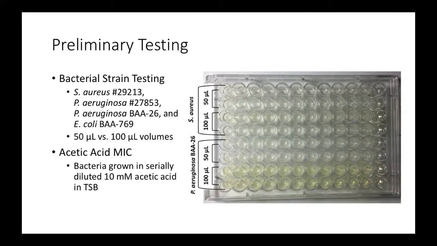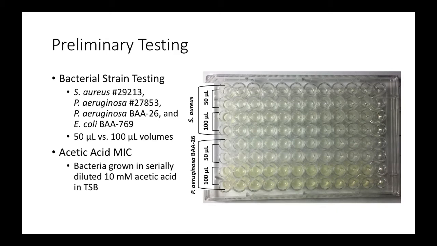Because of the limited amount of AMPs, experimental wells were scaled down to 50 microliter volumes. The purpose of the initial bacterial strain testing was to ensure uniform growth at 50 microliters compared to 100 microliters. Two strains of P. aeruginosa were tested, one strain of S. aureus was tested, and one strain of E. coli was tested. The bacteria were grown in a 96 well plate in a 1-to-1 ratio with TSB at either 50 or 100 microliters. Following incubation, absorbance was read at OD 600.